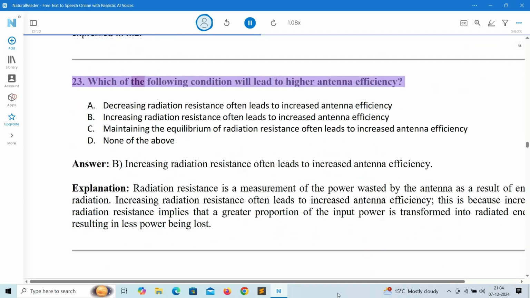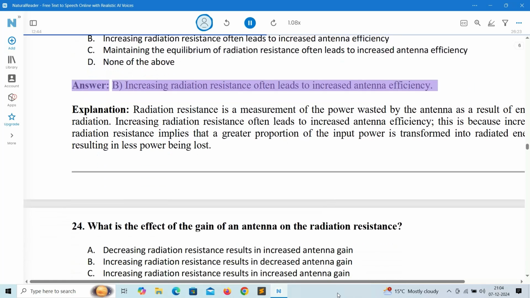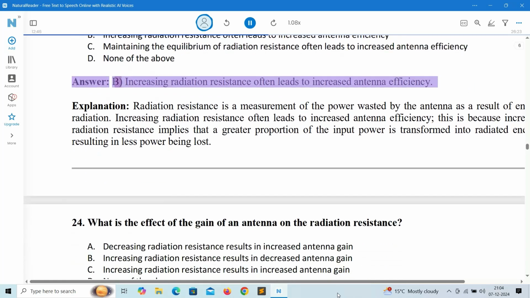23. Which of the following condition will lead to higher antenna efficiency? A. Decreasing radiation resistance often leads to increased antenna efficiency. B. Increasing radiation resistance often leads to increased antenna efficiency. C. Maintaining the equilibrium of radiation resistance often leads to increased antenna efficiency. D. None of the above. Answer. B. Increasing radiation resistance often leads to increased antenna efficiency.